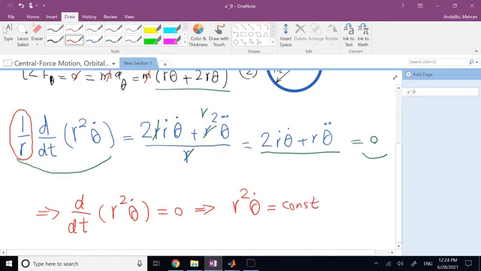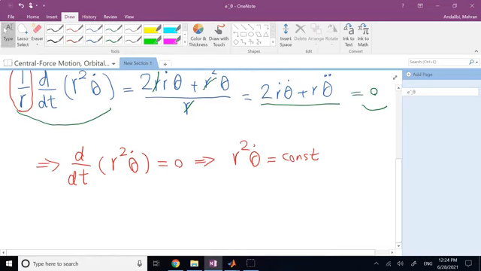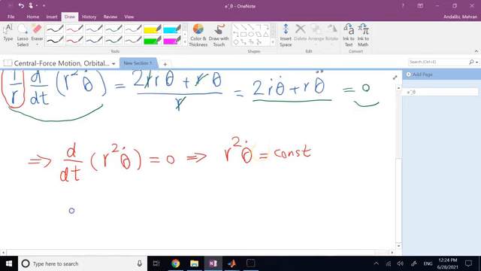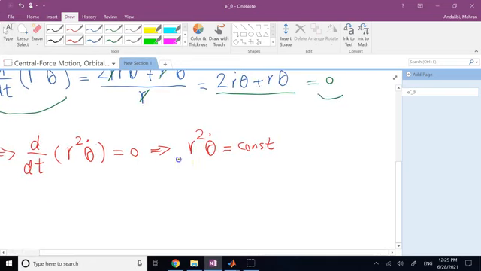Okay, now what constant? How much is this constant? Well, since it's constant, it has to be the same as its initial value, right? At time 0, at time 1, 2, whatever, this value is not going to change. But how much was this in the beginning? Well, another way I can write this is r times r theta dot, correct? And what is r theta dot?